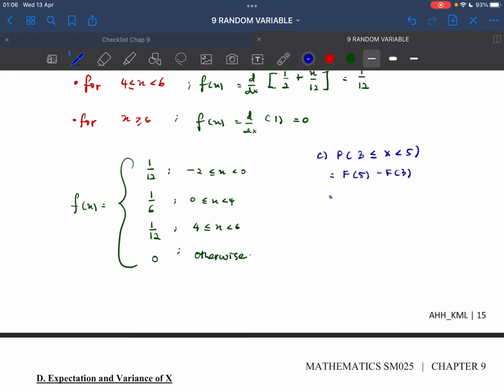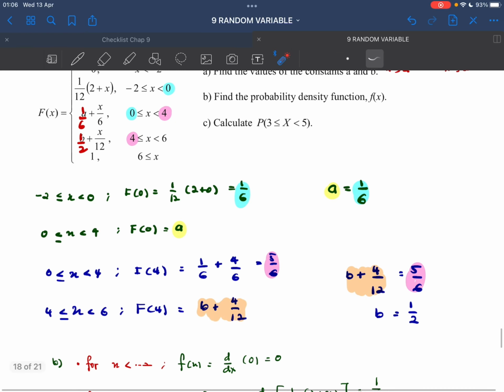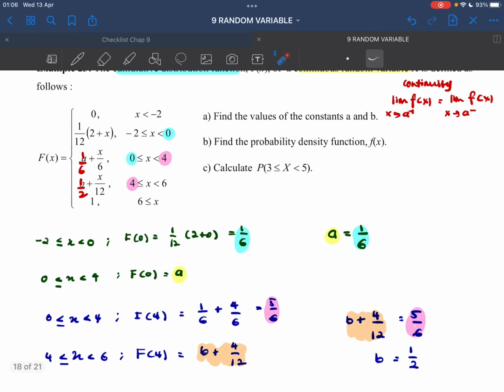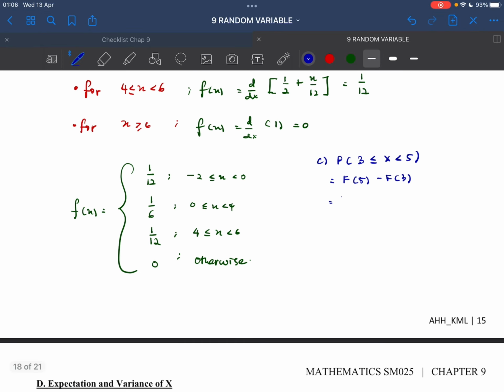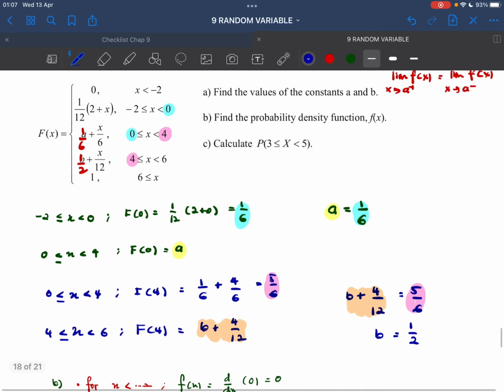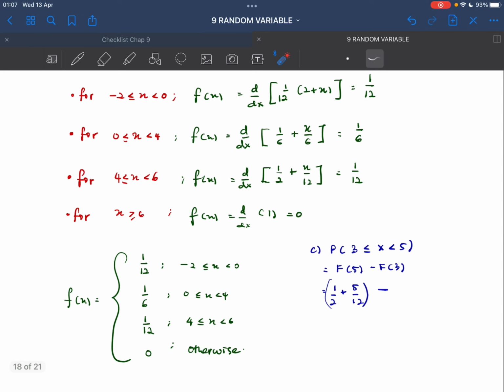So here, which one is 5? Remember to refer to the CDF. 5 is here, so you substitute 5 into this function, 1 over 2 plus x over 12. So here we have 1 over 2 plus 5 over 12. And F(3): 3 is here, so you substitute 3 into this function, 1 over 6 plus x over 6, which is 1 over 6 plus 3 over 6. And you'll get the answer 1 over 4.